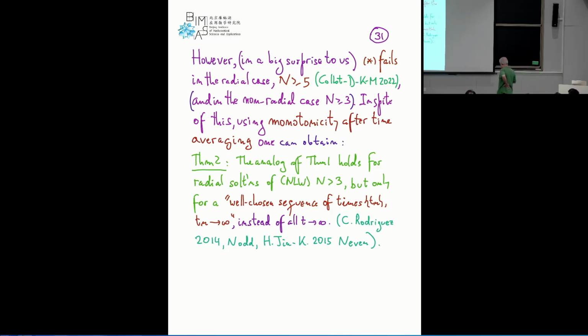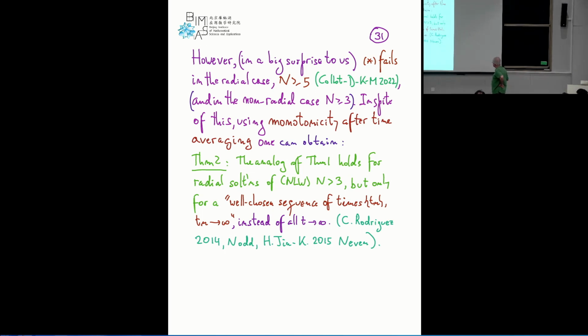And the first proof of such a result was by my then student Casey Rodriguez in 2014, who did it for odd dimensions. And then my postdoc Hao Jia and myself did this in 2015 for the even dimensions. And there's a substantial difference here between even and odd dimensions for wave equations because of the strong Huygens phenomenon and the finite speed of propagation. Okay.